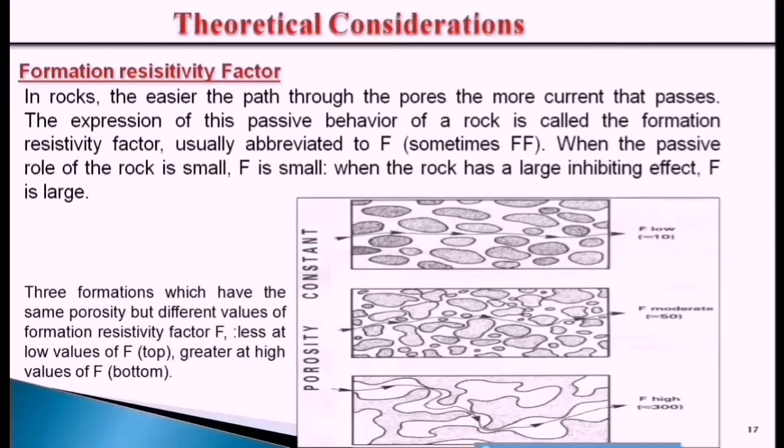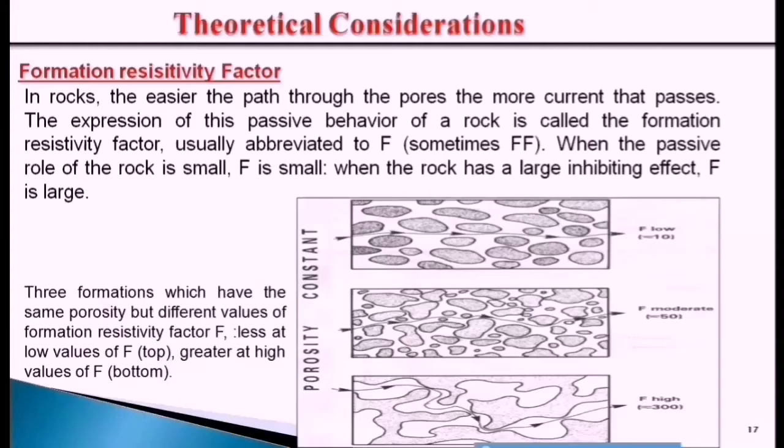This is the formation resistivity factor. Let us give a small definition. What is the formation resistivity factor? In the rock, the easier the path through the pores, the more current that passes. The expression of this passive behavior of the rock is called the formation resistivity factor, usually abbreviated to F, and sometimes FF. When this resistive effect of the rock is small, the formation factor is small. When the rock has a large effect, then the formation factor is large.